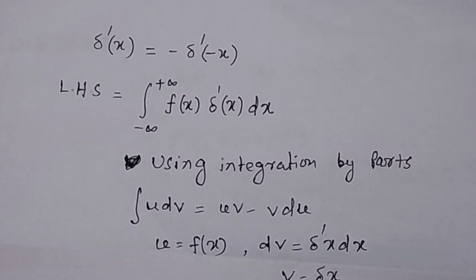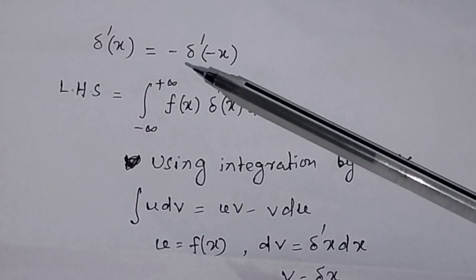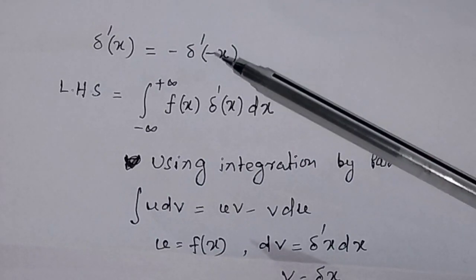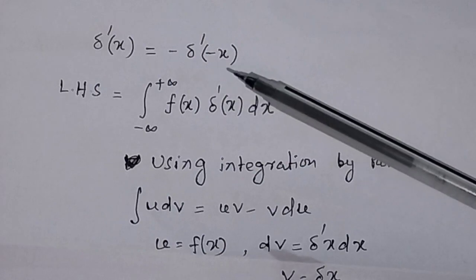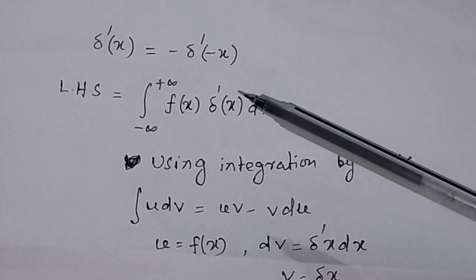Prove the property of the delta function, that is, the first derivative of the delta function, delta dash x, is equal to minus delta dash minus x. This is one property of the delta function. We can prove it by using integration by parts.